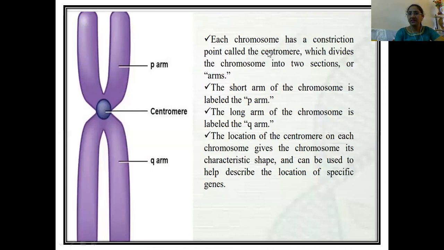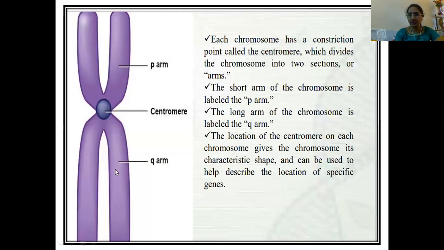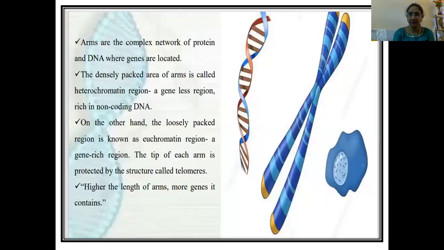Now, each chromosome has a constriction point that is called the centromere. This constriction point of each chromosome is called a centromere, which divides the chromosome into two portions, that is, the short arm and the long arm. The short arm of the chromosome is called the P arm, and the long arm is called the Q arm. Now we can also classify chromosomes based on the position of the centromere. Based on the position of the centromere, we can classify the chromosomes into different types that we will be studying.